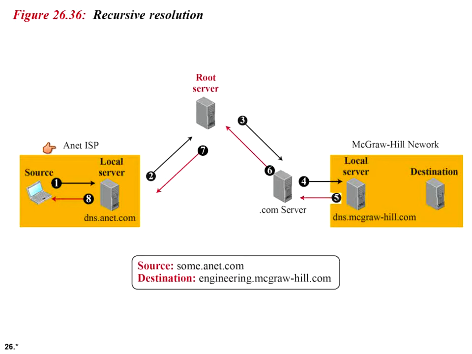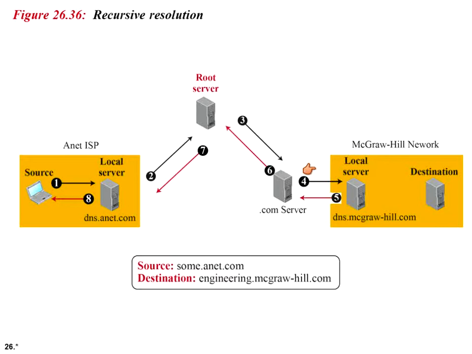and we assume that this server does not know the name address mapping of this specific destination, but it knows the IP address of the local DNS server in the McGraw-Hill company. So the query is sent to this server. This is event number 4, which knows the IP address of the destination host.